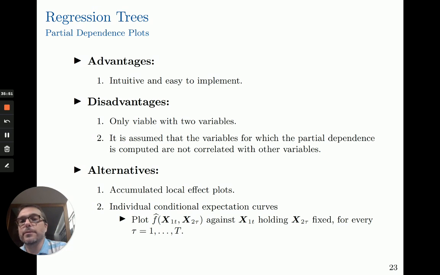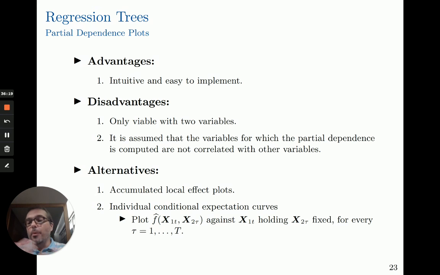What are the advantages? It's very intuitive and easy to implement. Disadvantages: it's only viable with two variables, because otherwise you cannot plot more than two variables. And it only makes sense if we assume that the variables for which the partial dependence is computed are not correlated with the other variables.